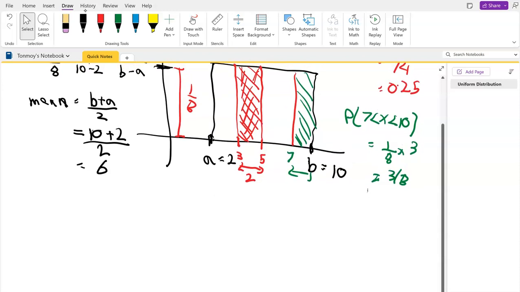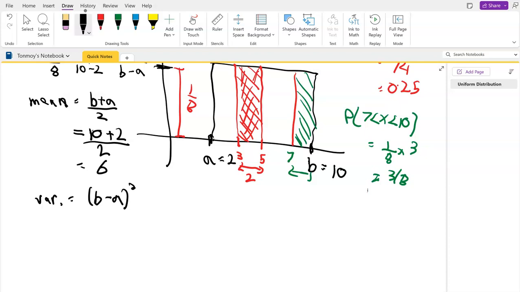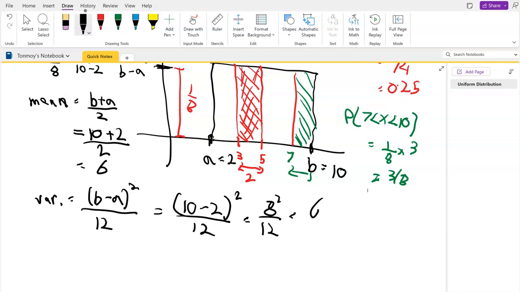And the variance will be equal to b minus a squared divided by 12. We have the values of b and a already given, so it will be 10 minus 2 squared divided by 12, which is equal to 8 squared divided by 12. So 64 divided by 12, which is 5.333. So that's going to be my variance.